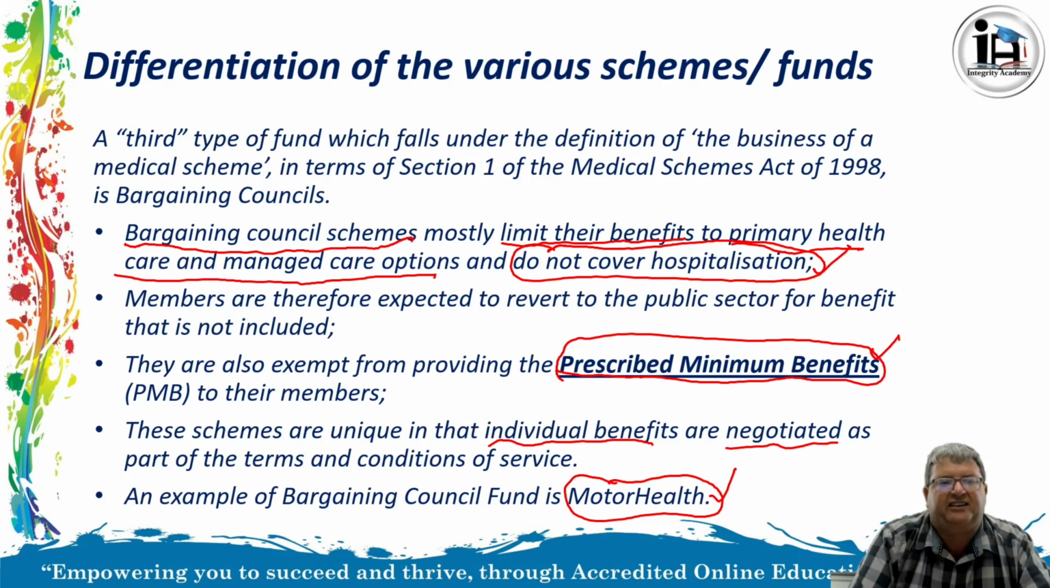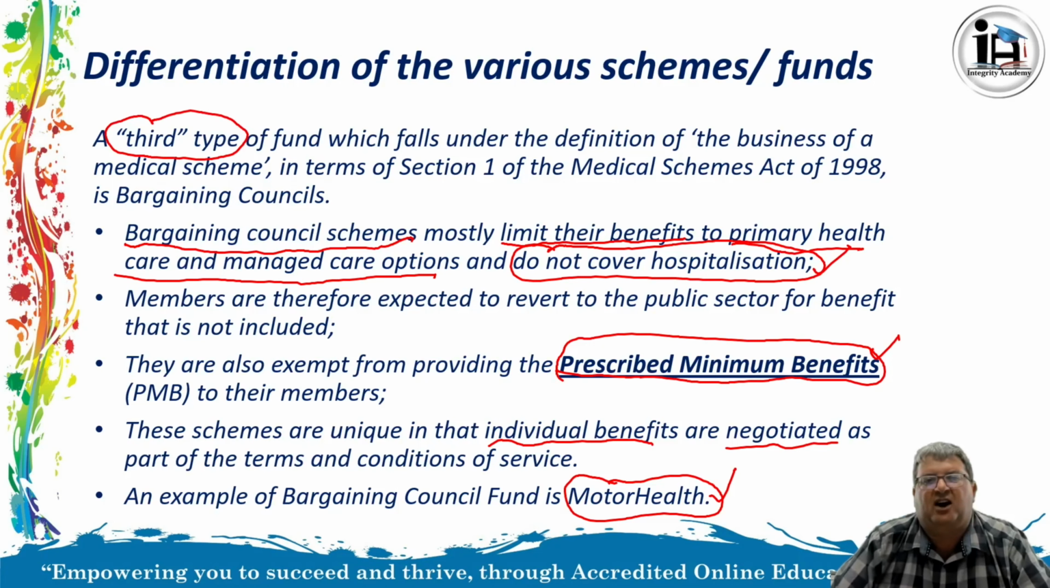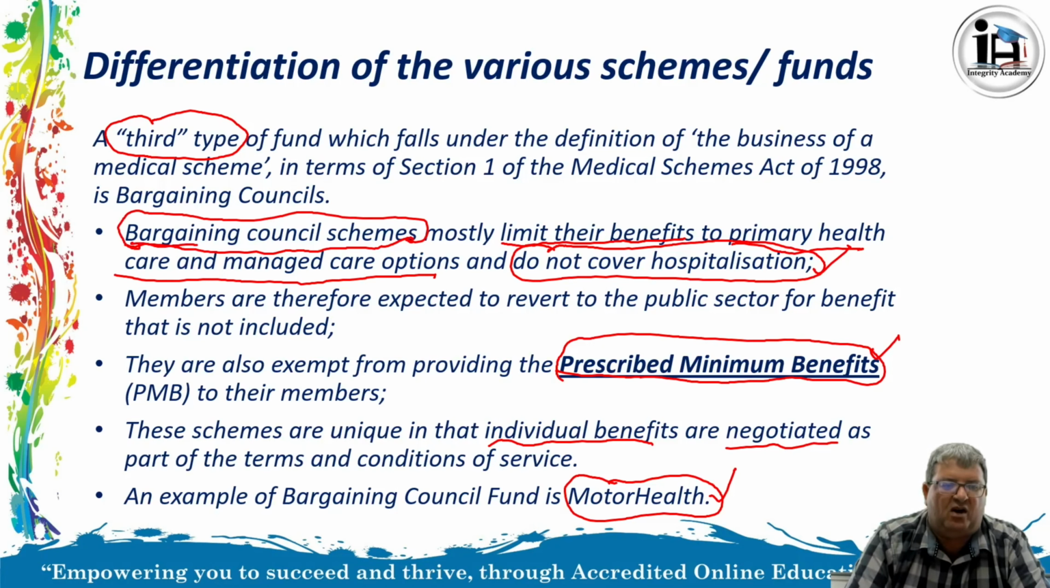So this is a third type. We get the previous two types, the open unrestricted scheme, the closed restricted scheme, and then we get the bargaining council scheme. And the word says it in there: you bargain your benefits with the council in that scheme. All right.